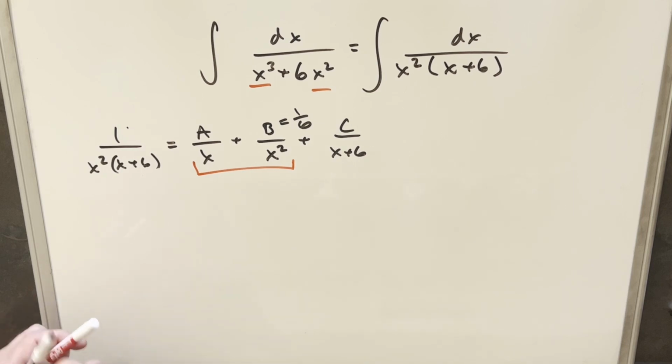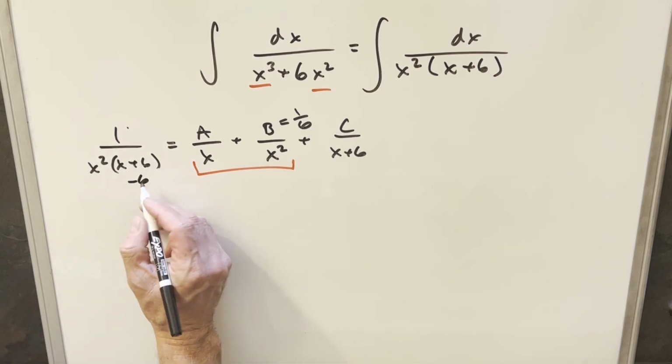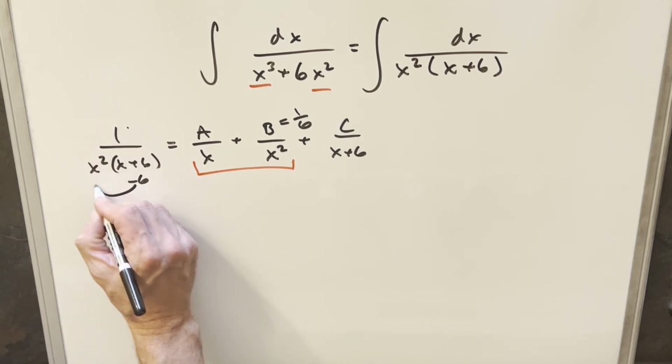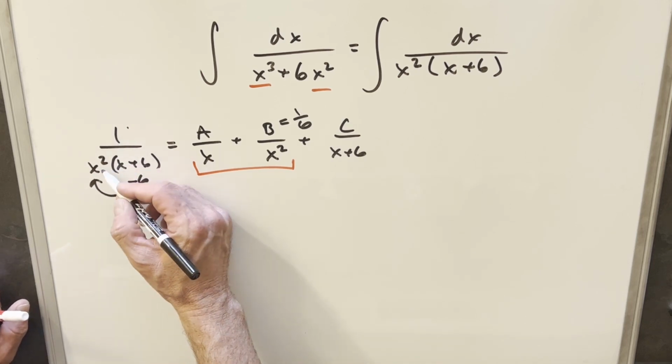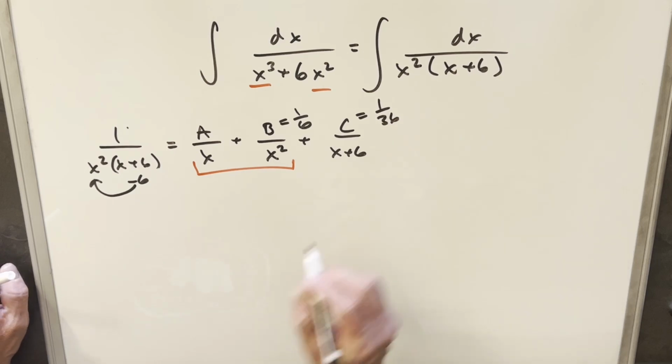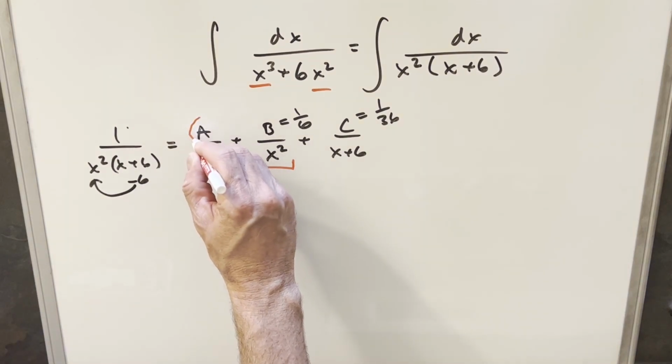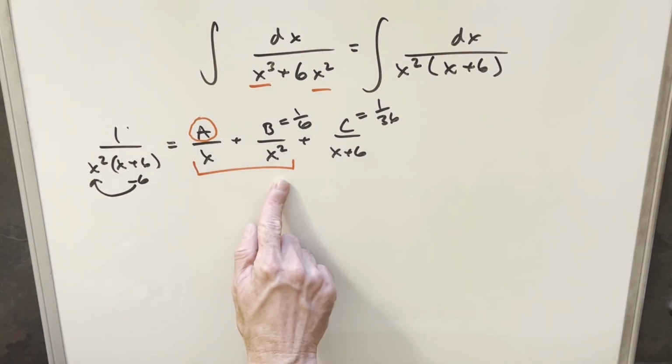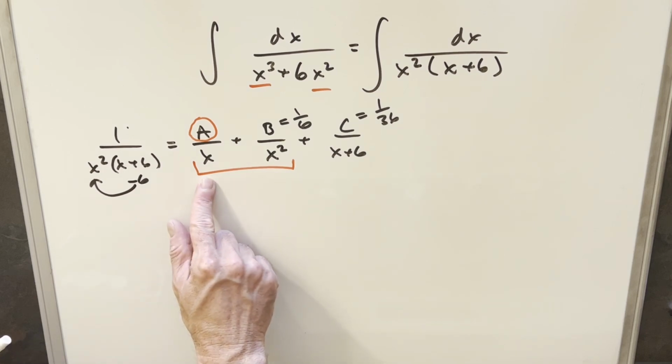And then next for the c term, we can plug in a minus 6, cover this up, and plug the minus 6 in here. And if we do that, we're going to have 1 over minus 6 squared. This is going to give me 1 over 36 here. Now for this a value here, we can't use 0 because we already used it to get this term. So we need to use another value.